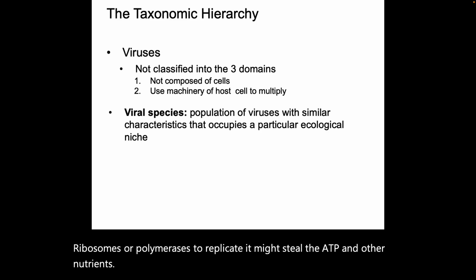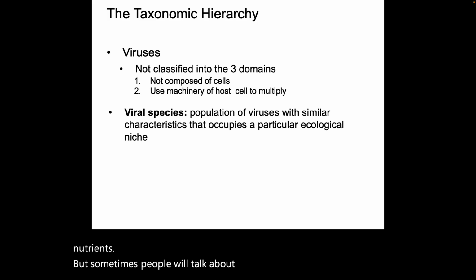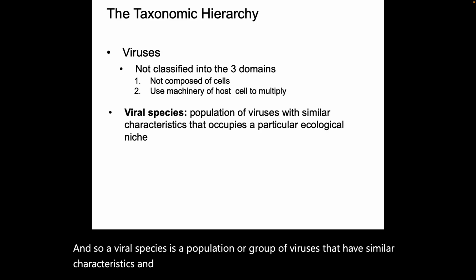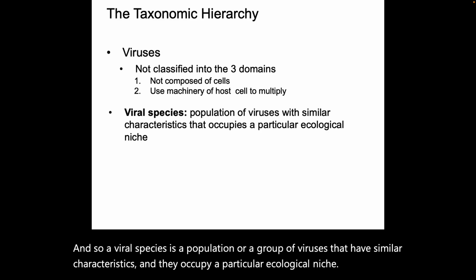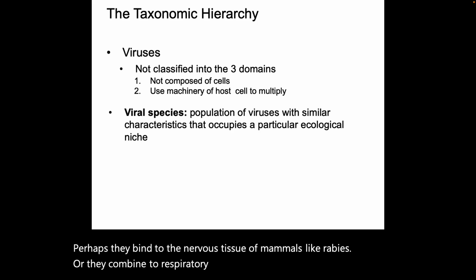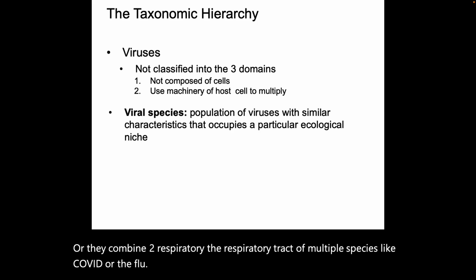But sometimes people will talk about a viral species. And so a viral species is a population or a group of viruses that have similar characteristics, and they occupy a particular ecological niche. Perhaps they bind to the nervous tissue of mammals, like rabies. Or they can bind to the respiratory tract of multiple species, like COVID or the flu. But we'll talk a lot more about viruses.